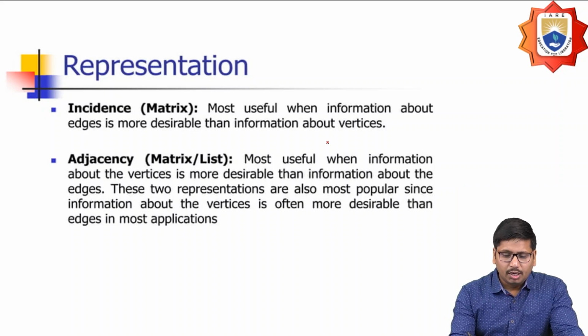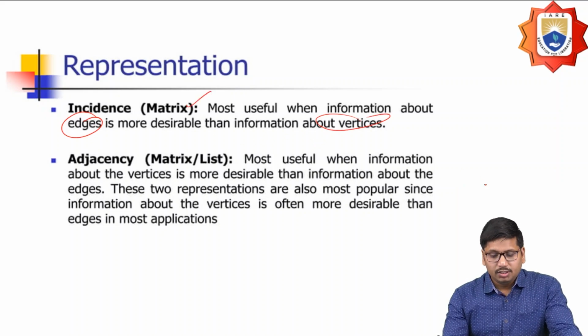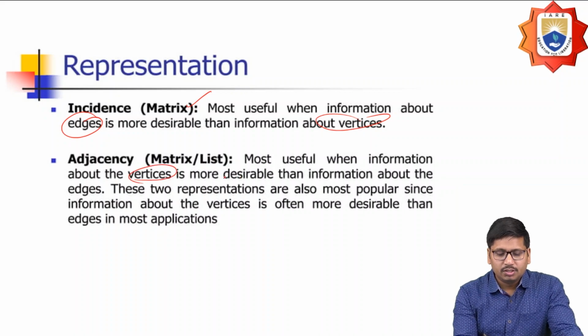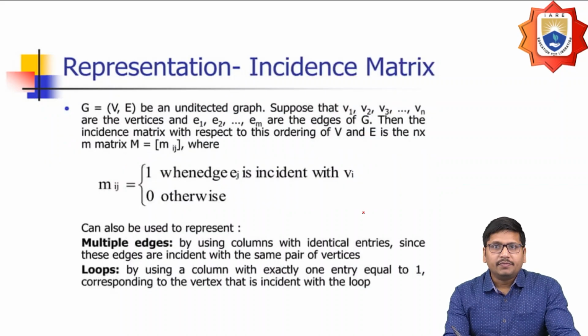So whenever I need to maintain more information about the edges than the vertices, then I have to consider this incidence matrix. And whenever the information about the vertices is more desirable than the edges, then I can have the adjacency list. So consider a graph G which is an undirected graph. Suppose that we have vertices V1 to Vn and edges E1 to Em. How can I represent this?